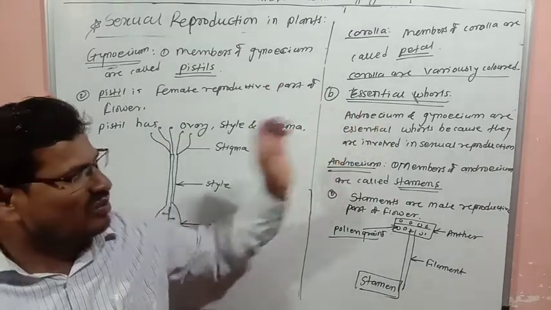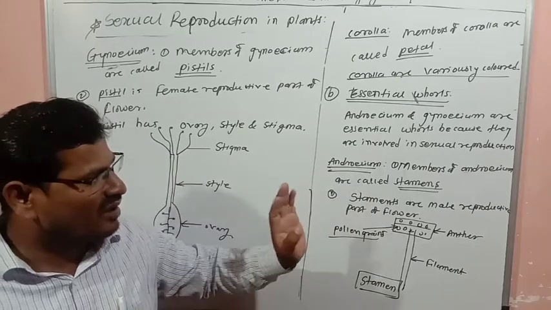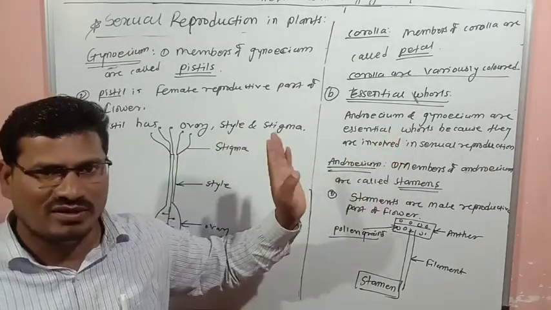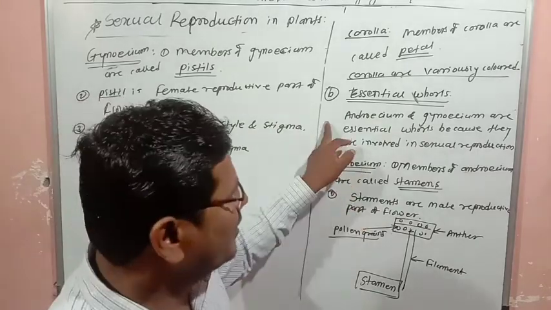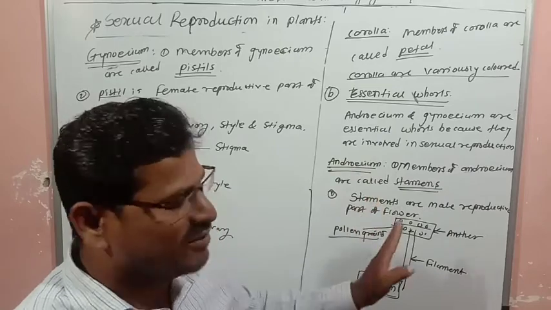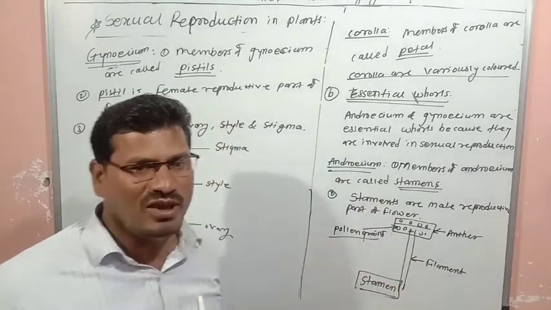Essential floral whorls are the androecium and gynoecium. These are the reproductive parts of the flower. These are the essential whorls because they are involved in the reproduction.